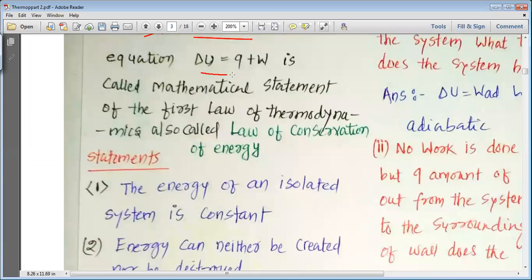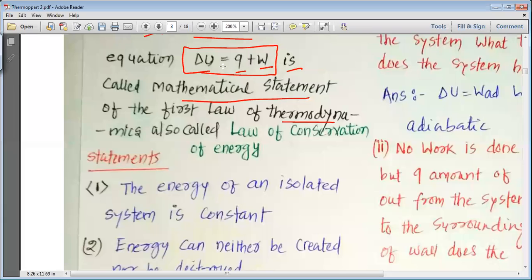The equation delta U is equal to Q plus W is written because when both work is done and heat is exchanged, the total change in energy is the sum of the heat exchange plus the work done, and that is why we write Q plus W. So the equation delta U is equal to Q plus W is the mathematical statement of the first law of thermodynamics.